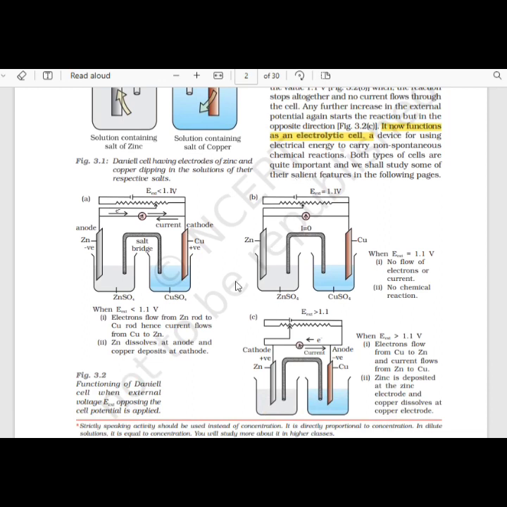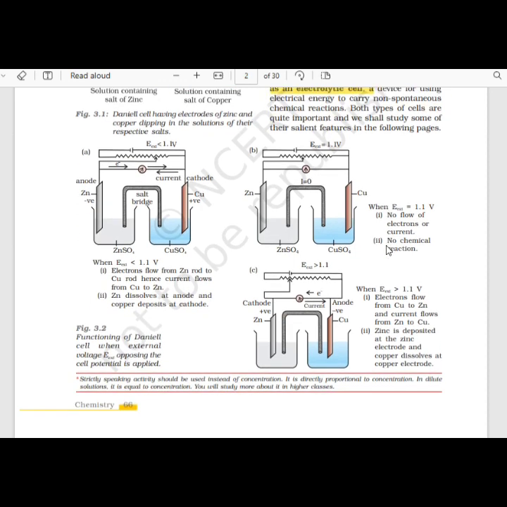So we can understand here, if the potential difference is less than 1.1 volt, and we apply the external potential, the electron flows from this side to this side and the current flows in the opposite direction. The electron flows from zinc rod to copper rod, hence current flows from copper to zinc, and zinc dissolves as anode and copper deposits as cathode.